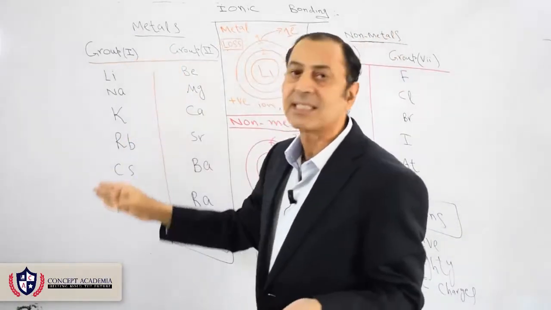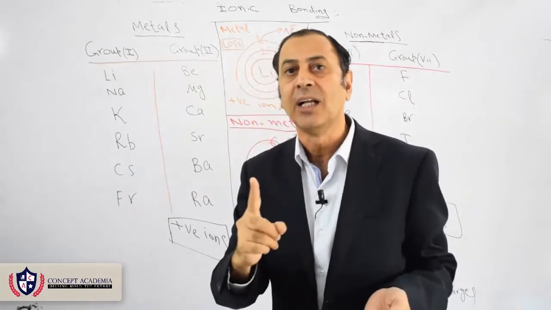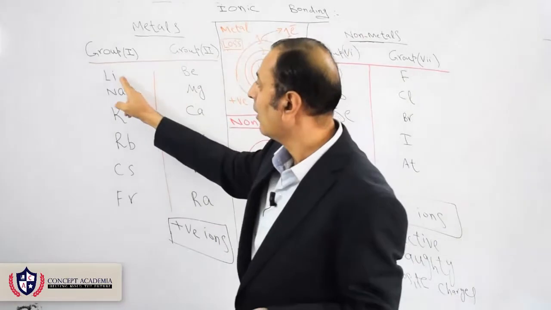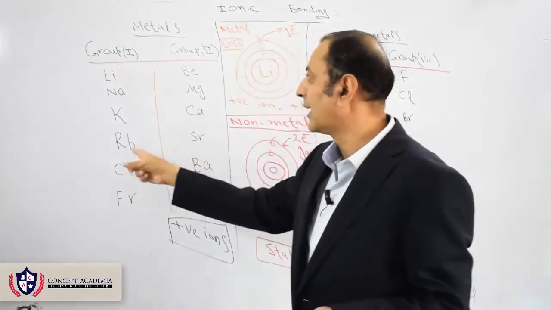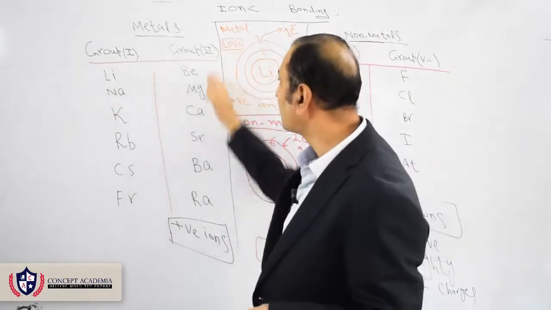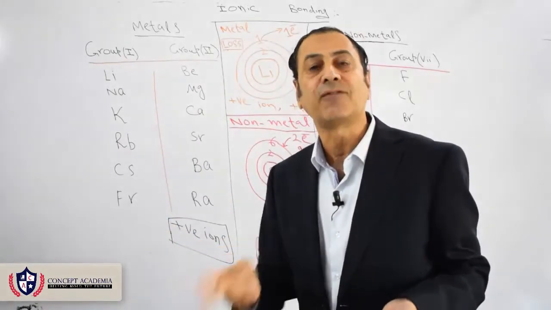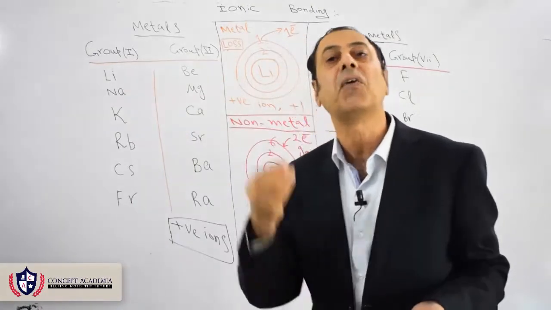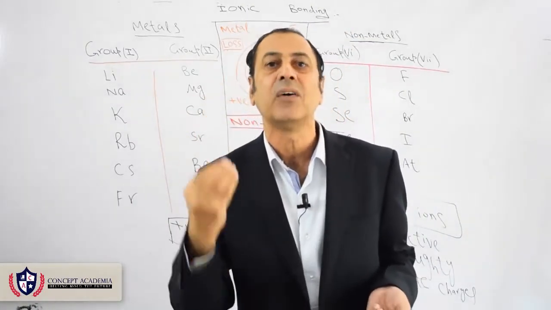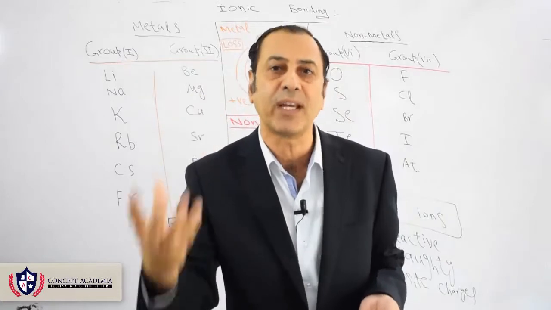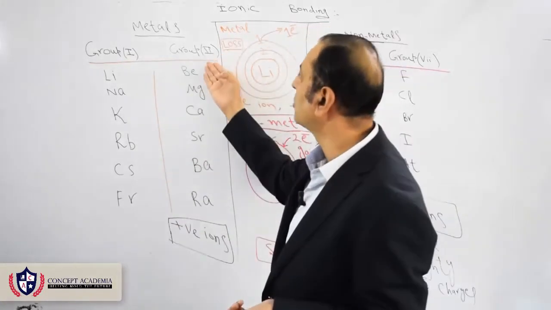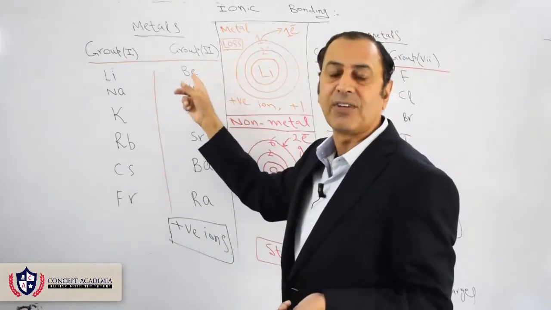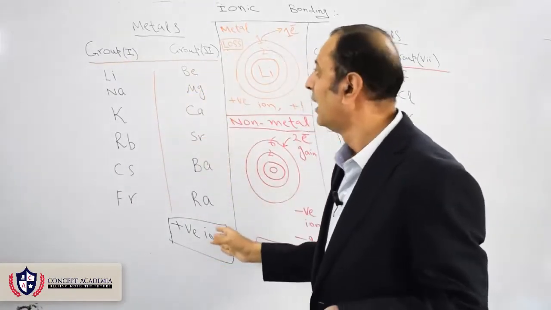Group 1 elements have one electron in the last shell, and they are ready to give away that electron. When they give away their one electron, they will get a positive 1 charge. Group 2 metals have 2 electrons in the last shell, and they are ready to give them away, because metals are the elements which can easily give away their electrons. They give away 2 electrons, and therefore they get a positive 2 charge.